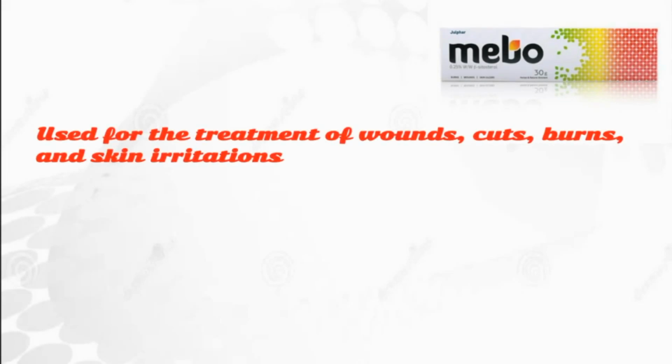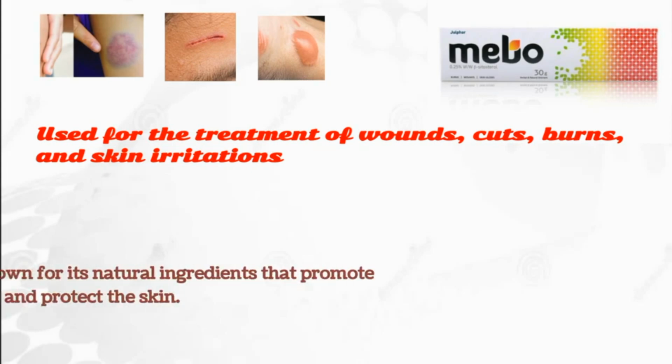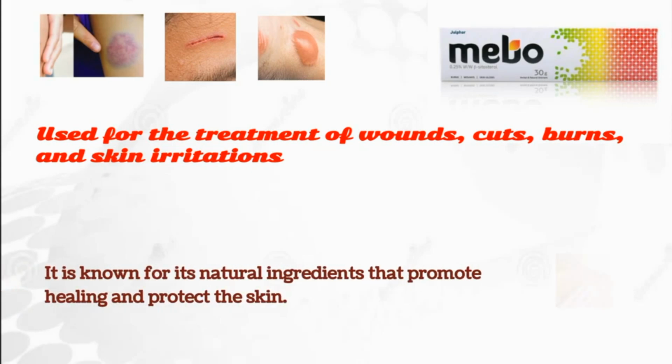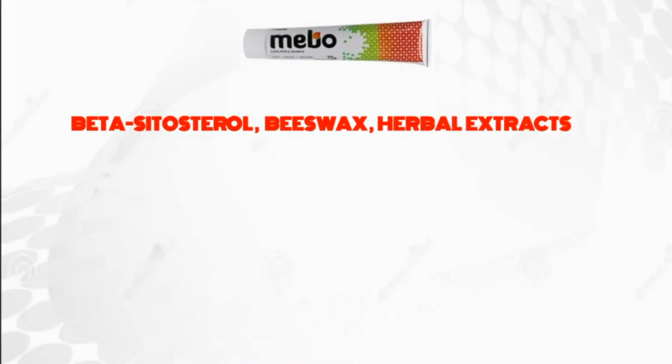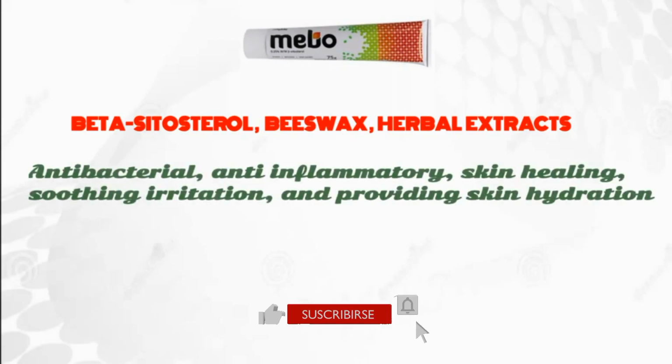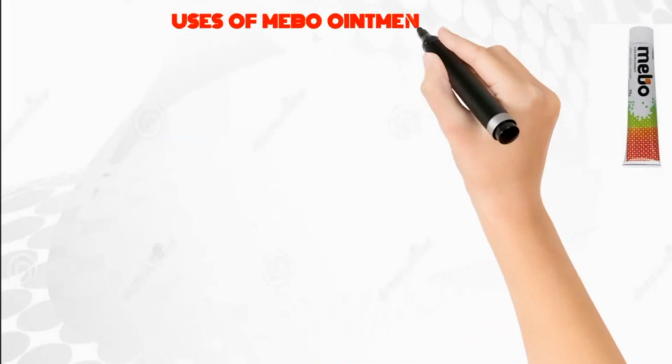Today's video is regarding Mebo ointment, which is used for the treatment of wounds, cuts, burns, and skin irritations. It is known for its natural ingredients that promote healing and protect the skin. Mebo contains beta-sitosterol, beeswax, herbal extracts, all of them working together to provide antibacterial, anti-inflammatory, skin healing, soothing irritation, and providing skin hydration. Let's see uses of Mebo ointment.